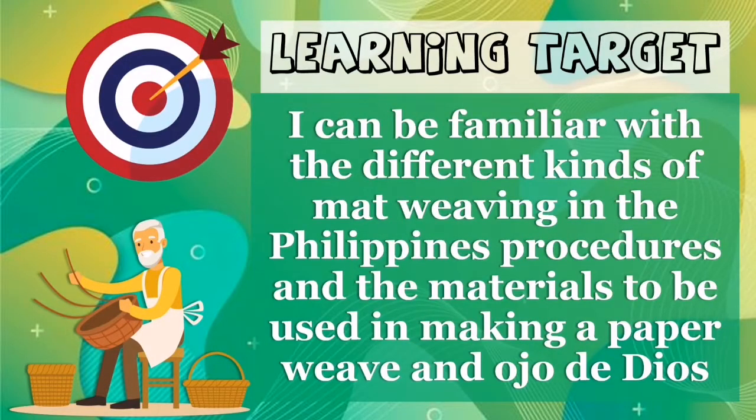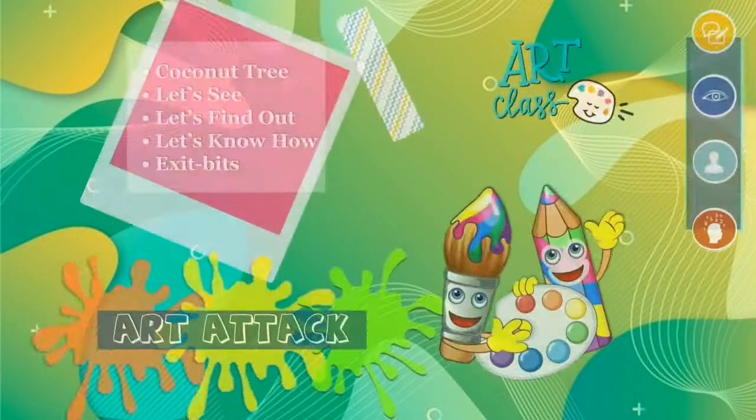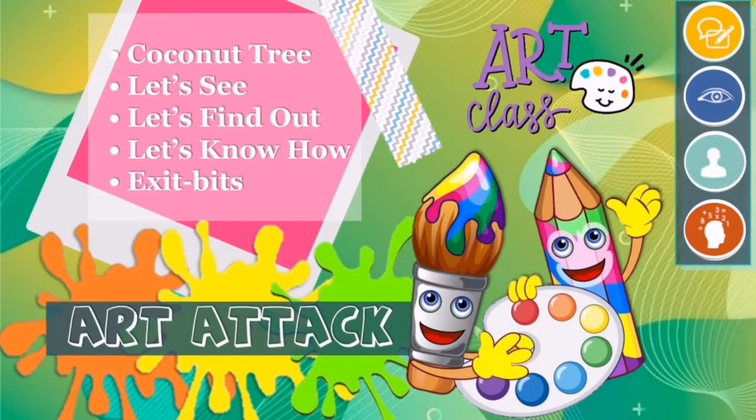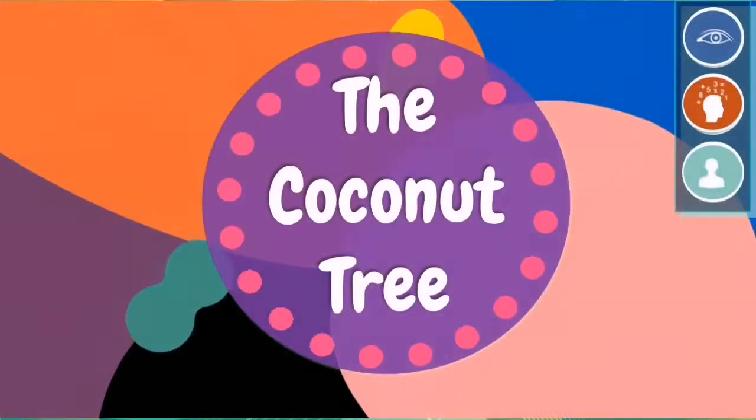For our learning target, I can be familiar with the different kinds of mat weaving in the Philippines, the procedures and the materials to be used in making a paper weave, and Ojo de Dios. Our work plan: coconut tree, let's find out, let's know how, and exit bits. Let us start our lesson with a coconut tree.